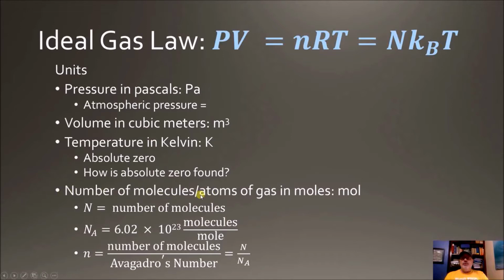Number of molecules per mole of a gas: the number of molecules or atoms of a gas we measure in moles, or mol. N is the number of molecules total. Avogadro's number is this from chemistry, and if you divide the two, you get the number of moles.